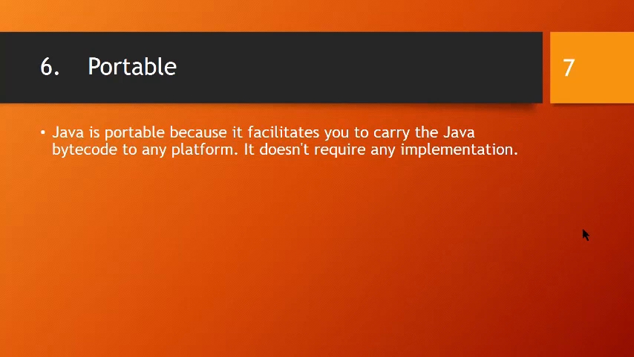The next feature of Java is portability. Java is portable because it facilitates you to carry the Java bytecode to any platform. It doesn't require any implementation. As we have discussed earlier in the previous slides, the Java code can be compiled on one platform, say Windows, and then that compiled code, which we also call bytecode, can be taken to any other platform and run there without any problem.